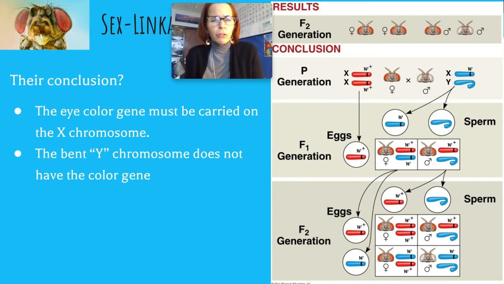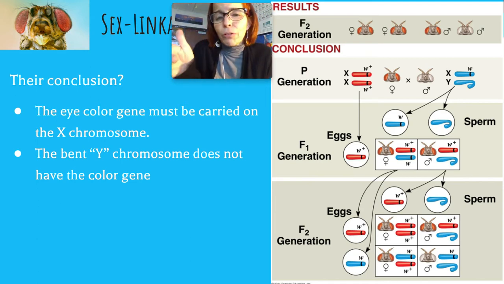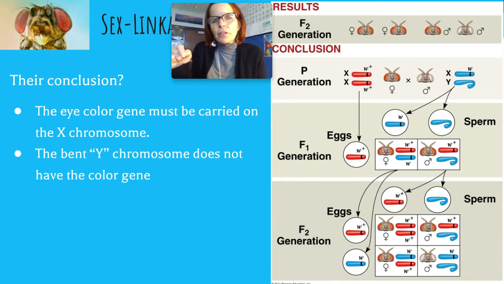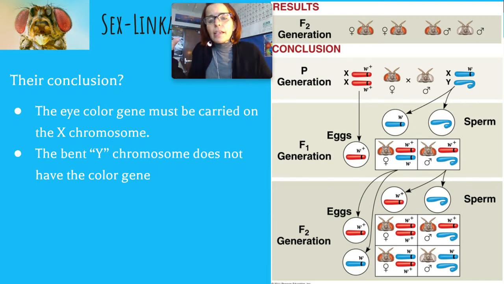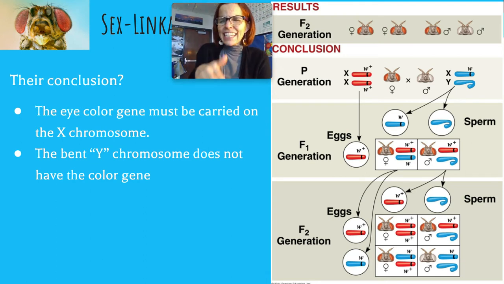He can't look at the chromosomes. He can't see the chromosomes and see that the males are getting this Y chromosome and that it's missing a color gene. He can't see that. All he sees is a whole bunch of red offspring, exactly how he predicted. It's not until we get to the F2 generation where things went funny. So let's see why they went funny.